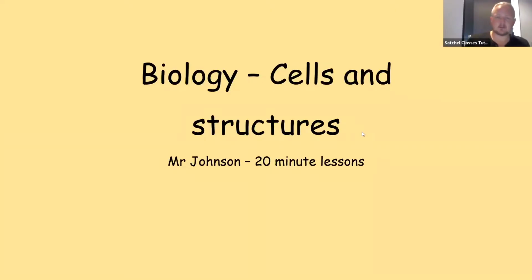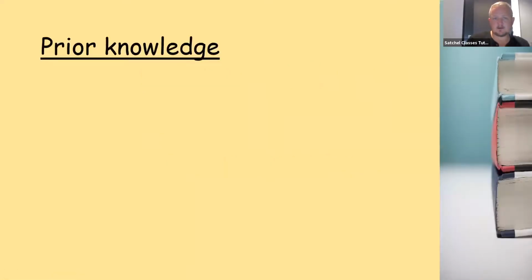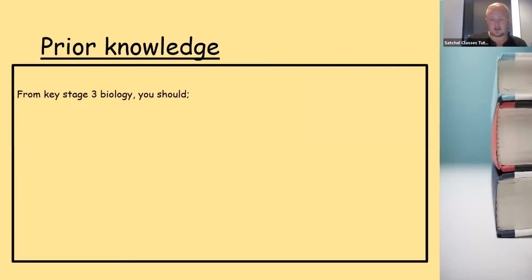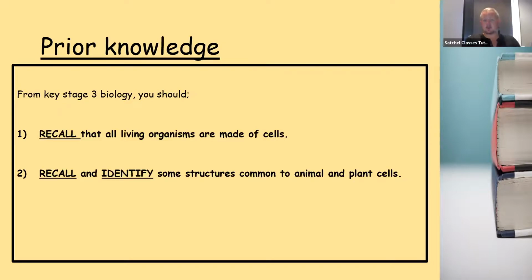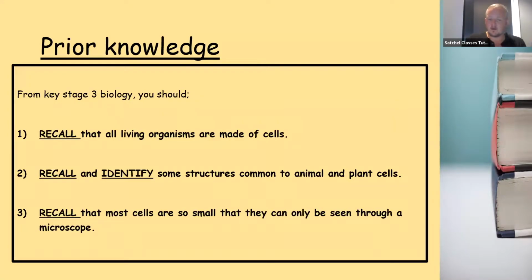Biology, cells and structures. Prior knowledge is what you should have learned from your Key Stage 3, that's years 7, 8 and 9. What we should recall is that all living organisms are made of cells, the basic building blocks. Recall and identify some structures that are common to animal and plant cells, that means things inside the cells found in both. Finally, recall that most cells are so small that they can only be seen through a microscope.